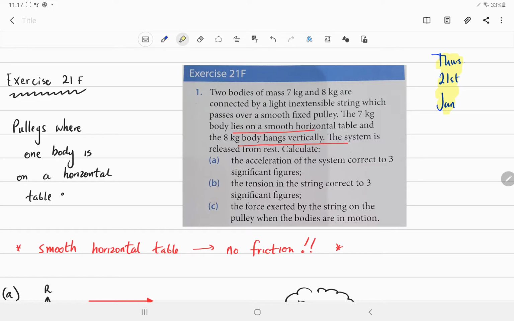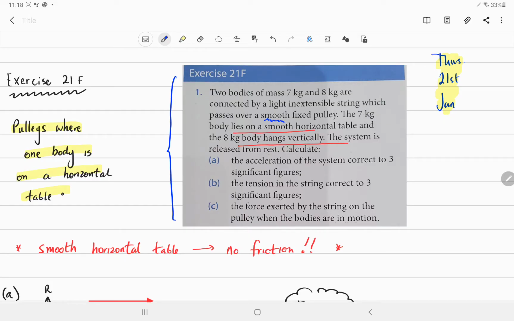So this is about pulleys where one of the objects, one of the bodies is on a horizontal table. Now you'll have to draw a sketch for each of these, and you have to take the information from the question to draw a sketch, but the sketches are all the same. So two bodies of mass 7 kilograms and 8 kilograms are connected by a light inextensible string which passes over a smooth fixed pulley. So it's smooth, just like before, no friction in the pulley.